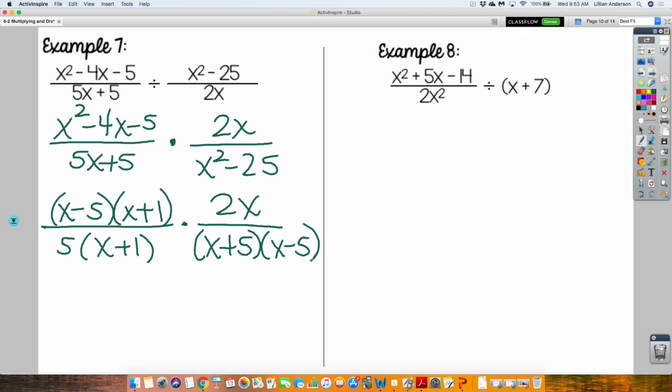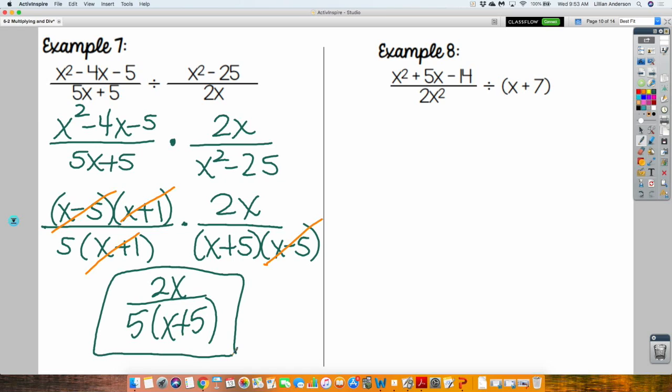Realize that perfect squares and perfect cubes can be in these, so you've got to know those special ones. What things cancel? x minus 5, x plus 1. Anything else? So then we're left with 2x on the top.